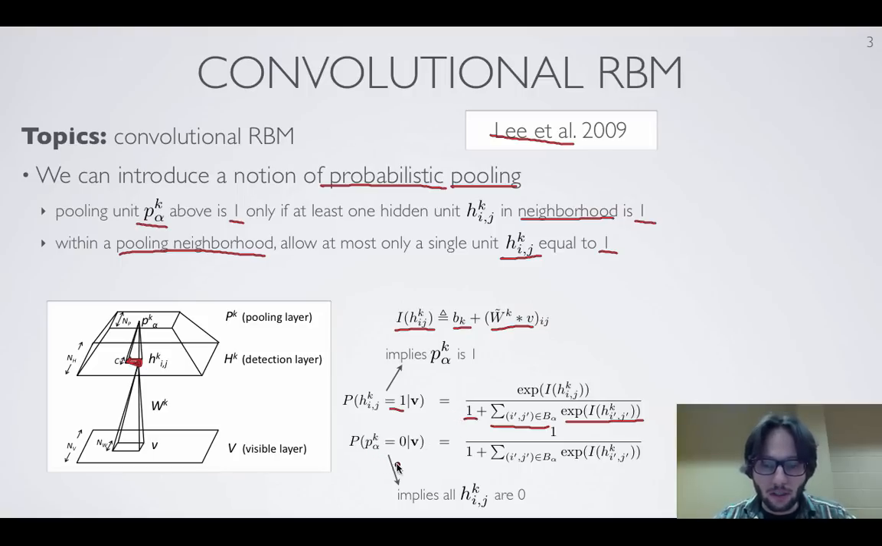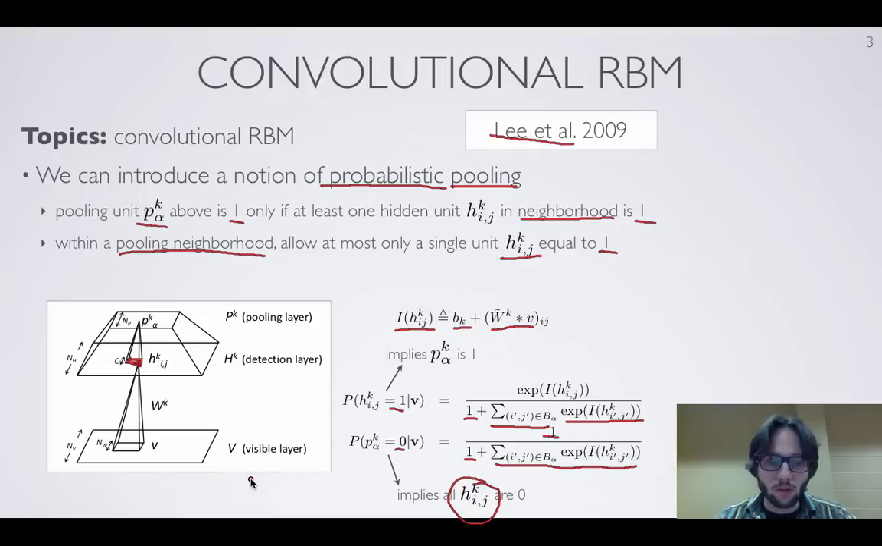And then the pooling unit will be equal to 0 with probability 1 over 1 plus the normalization. So that's essentially the case where, if the pooling unit is 0, it means that all the hidden units are equal to 0. So that's the extra term to make sure that all of these probabilities of each being equal to 1, and the case where they're all equal to 0, sum to 1.